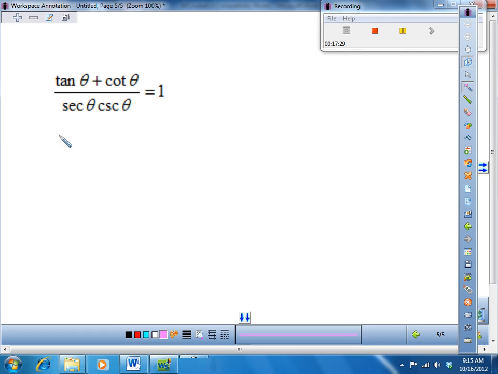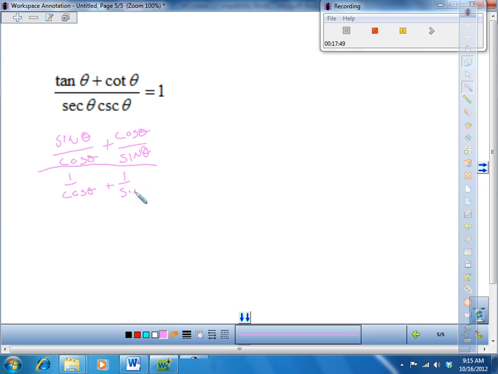Let's see. Sine of theta over cosine theta plus cosine theta over sine of theta. And a lot of times you'll get these ugly looking double fractions. Over 1 over cosine theta times 1 over sine theta. You guys see what I did? Oh, it's times. You're right.